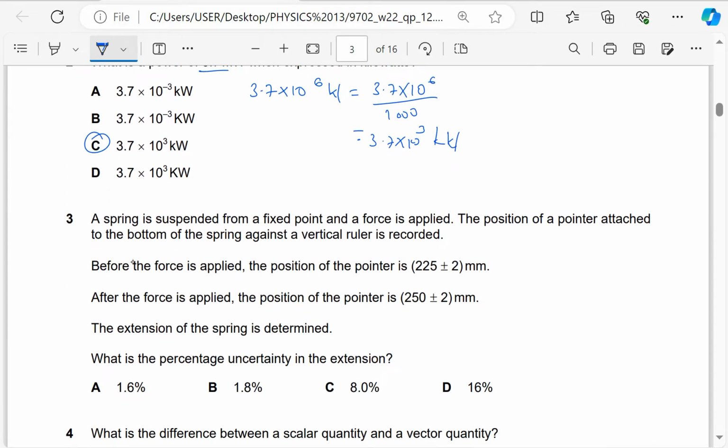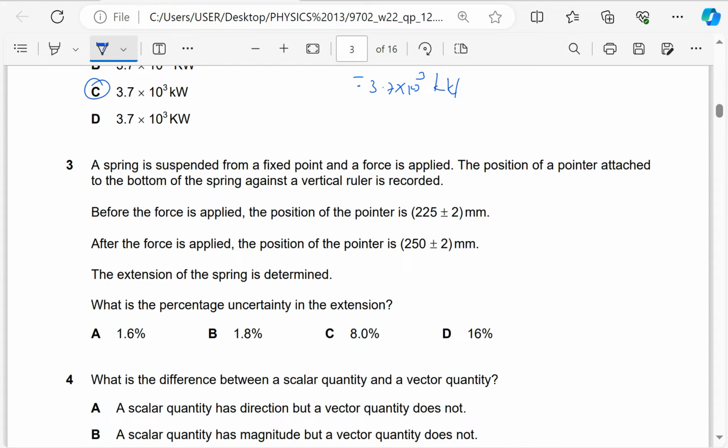A spring is suspended from a fixed point and a force is applied. The position of a pointer attached to the bottom of the spring against a vertical ruler is recorded. Before the force is applied, the position of the pointer is 225 plus or minus 2. After the force is applied, the position of the pointer is 250 plus or minus 2. The extension of the spring is the difference, which is 250 minus 225, which is 25 millimeters. That is the extension. And what is the percentage uncertainty?